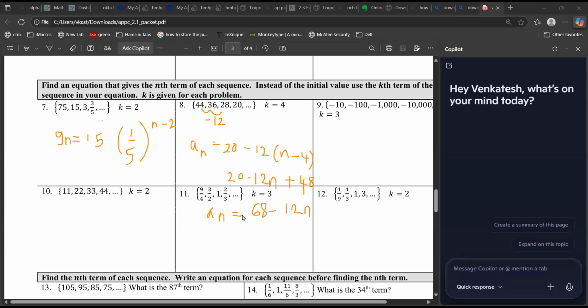20 minus 8n. So plus 8 fours are 32, right? What was the question B solved on the board? 44, 36. Yeah. So that would be 8, right? Yeah. Let me check here. Is it 8?